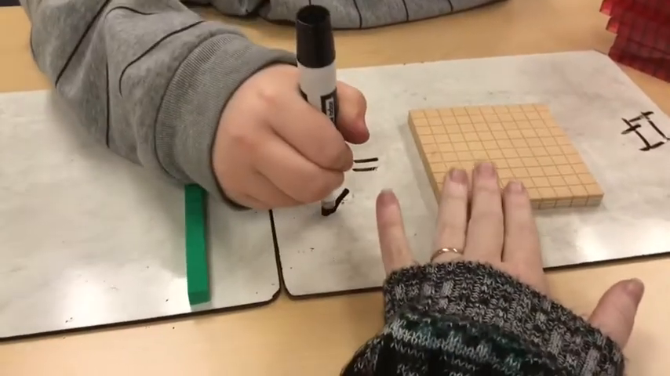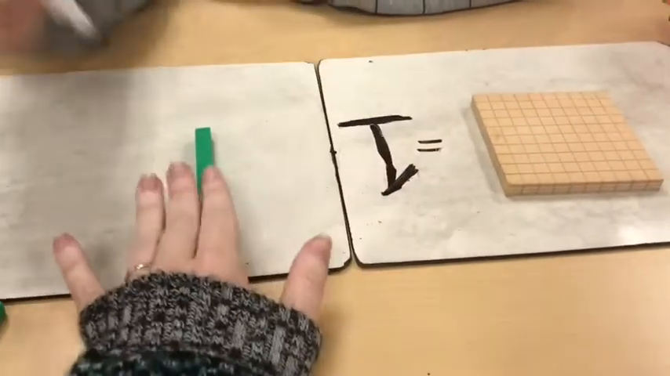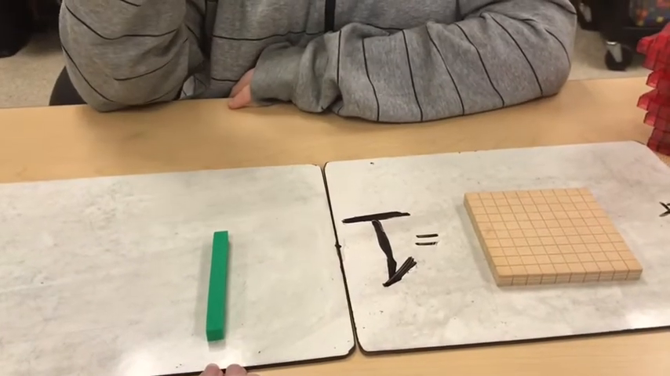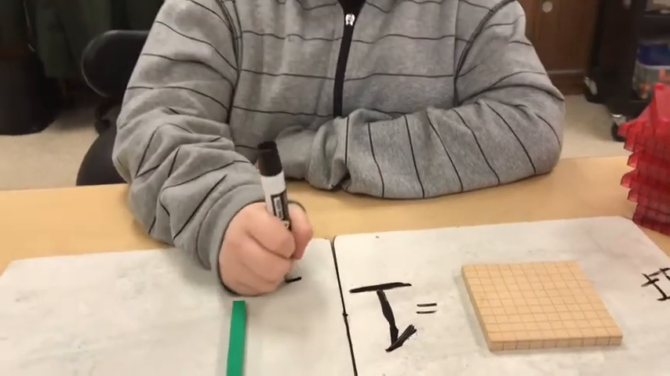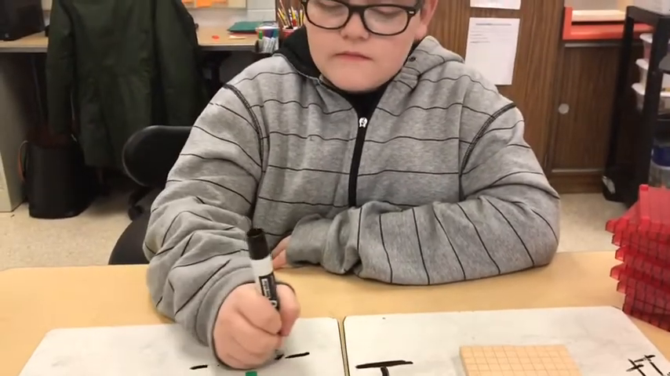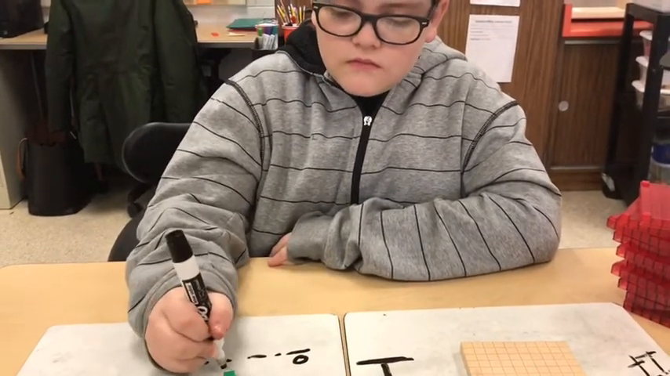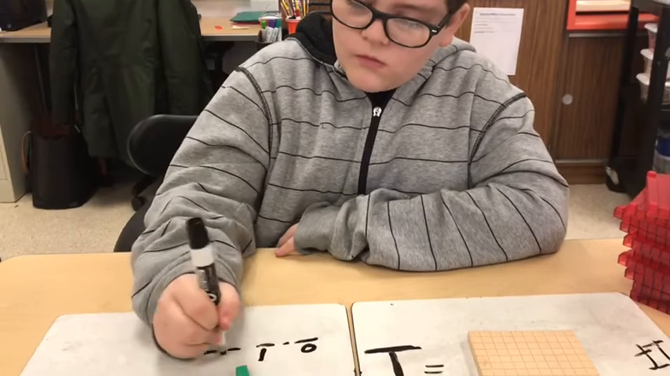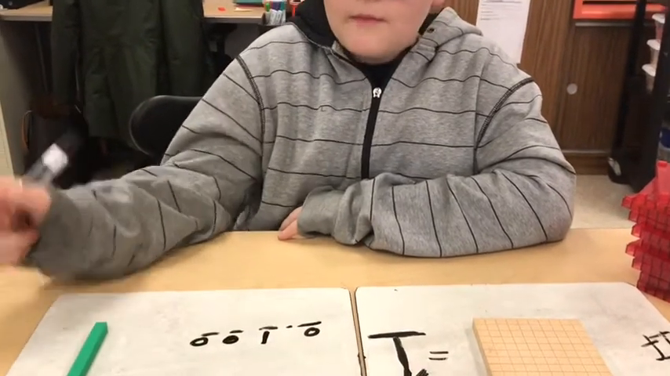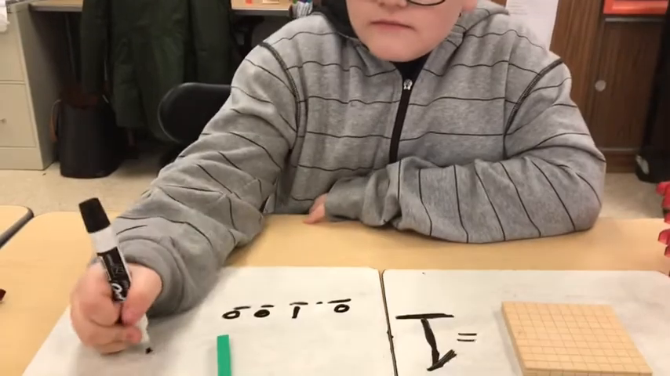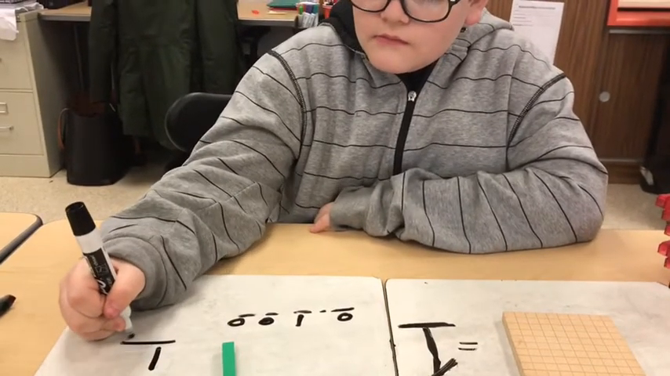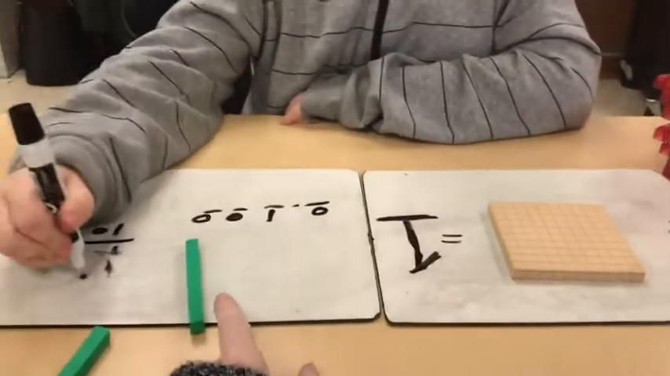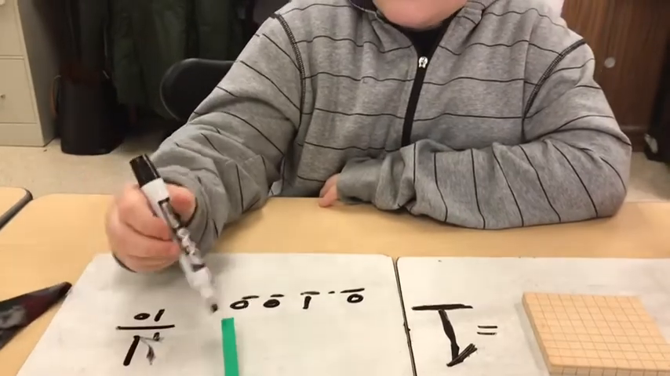So if this is one whole, then what number is represented by this block? Now this piece has to be what? And write it as a fraction for me too. Yes. Good. So if this is one whole, this piece has to represent what, Reed? 1/10. How do you know?